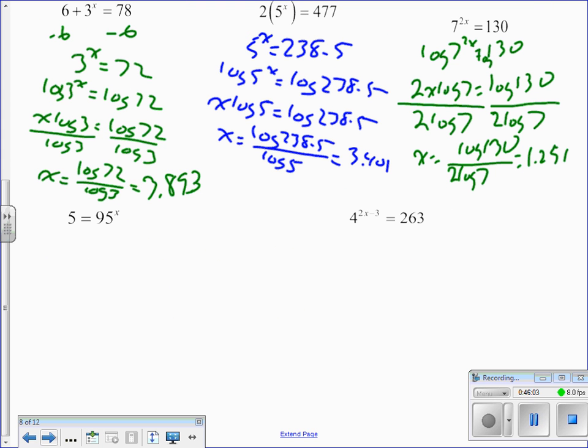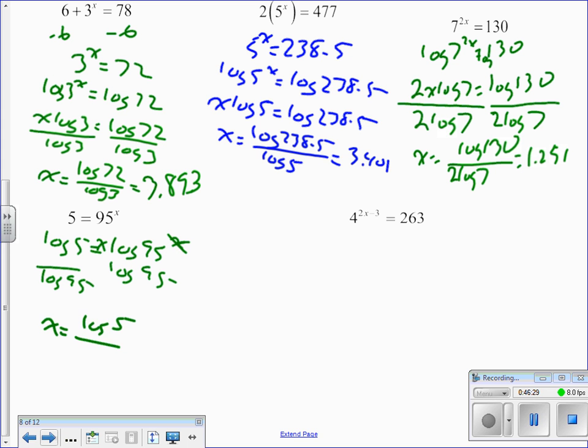We'll do these last two before I set you on your own to finish it up. Okay. Log both sides. Log of 5 equals log of 95 to the x. Bring the x down front. Divide by the log of 95. X equals log of 5 divided by the log of 95. And I get 0.353.